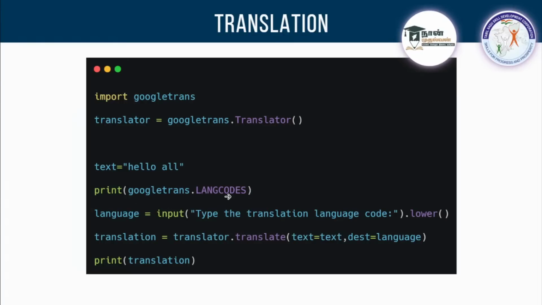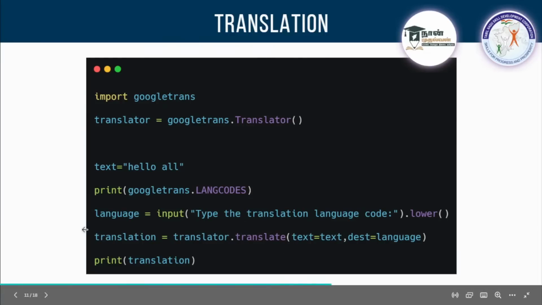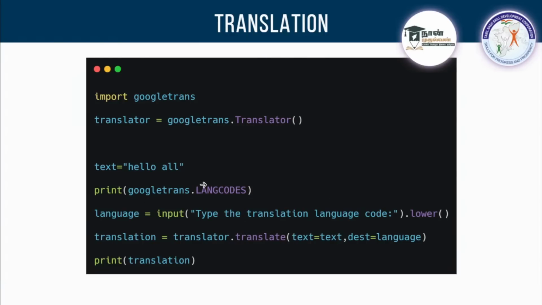There is an option for lang codes, which is nothing but the language code. If you want to convert this to any other language like Tamil or Telugu, whatever the language may be, for each language there is a code. For Tamil it is TA, and for Telugu it is TE, and for other languages there are certain codes. Based on whatever you enter, it is going to convert into that language. So once I print this code, it is going to show this to the user and ask them to select one.